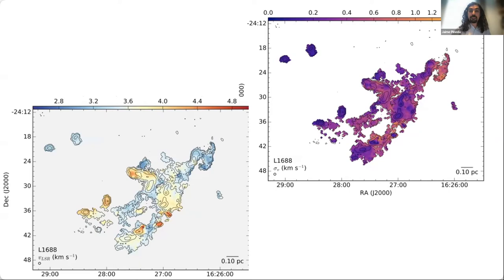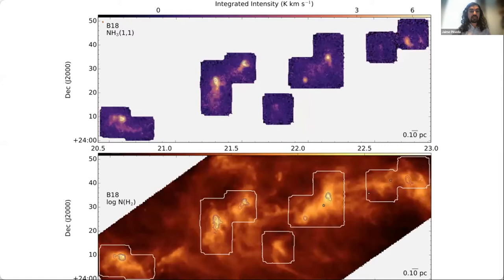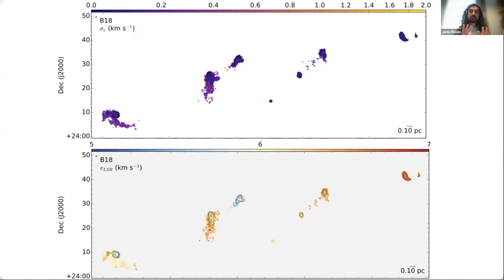And now in Taurus, things were a bit tougher in the sense that it's a lower density region. The environment is lower density, so the detection of ammonia is more sparse. But still, we're able to see that in all these cores, we're able to detect subsonic levels of turbulence. And whenever we pick out a little bit more material outside, the turbulence increases substantially, okay?